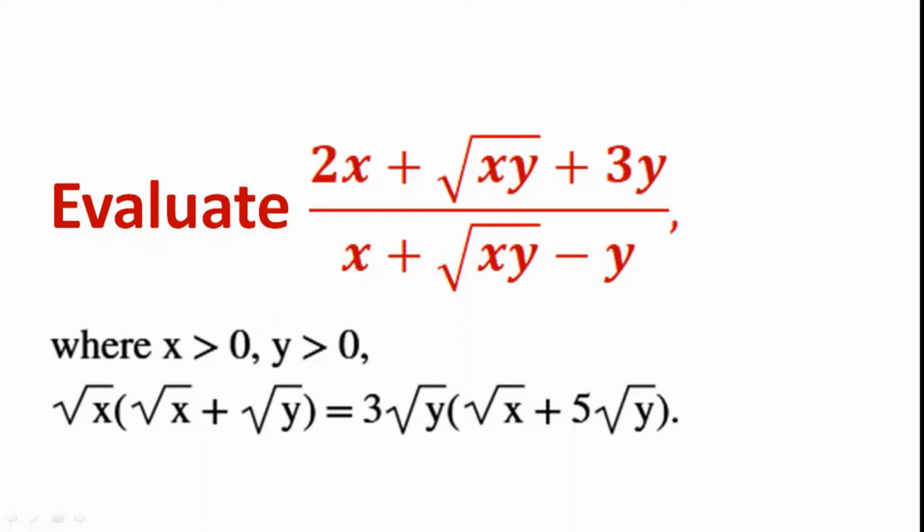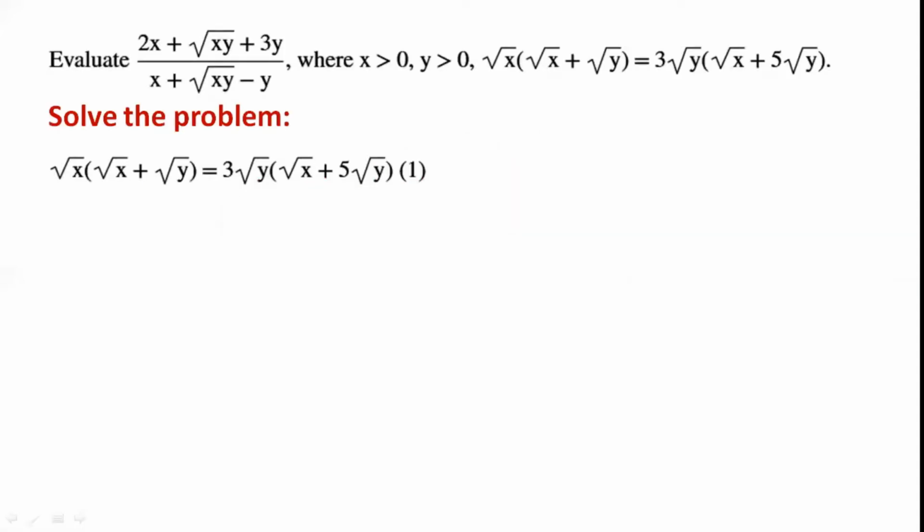Evaluate (2x + √(xy) + 3y) / (x + √(xy) − y), where x and y are greater than 0. √x(√x + √y) = 3√y(√x + 5√y). This is the given equation.